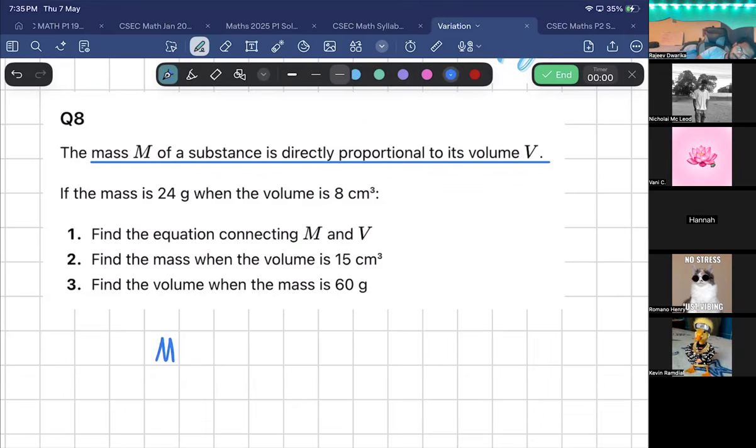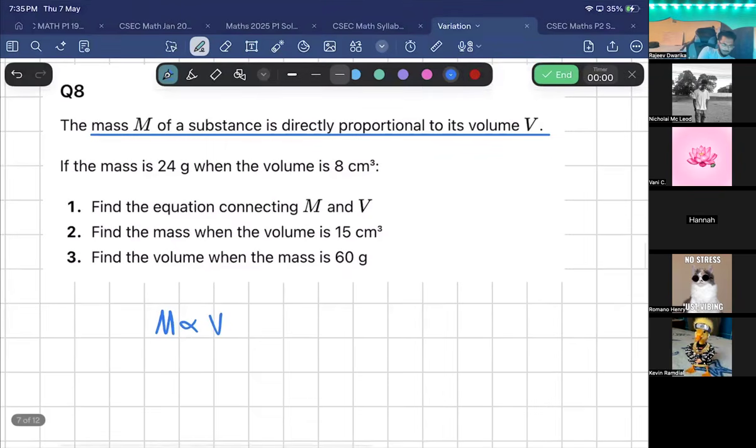So Romano, what you would do is you'd put a proportional sign, and M is proportional to what? V. Right, so M is proportional to V. Next step, you're going to replace the proportional sign with an equal, and they're going to introduce the constant of proportionality K. So what would the next line look like?